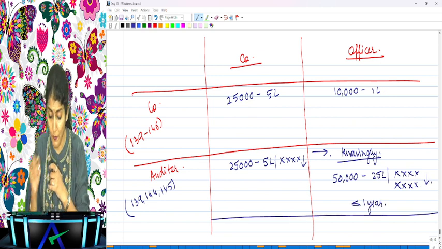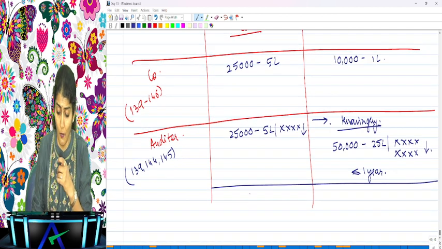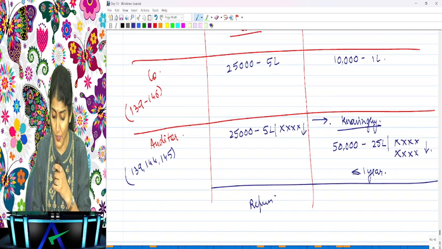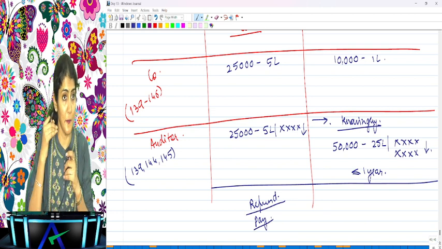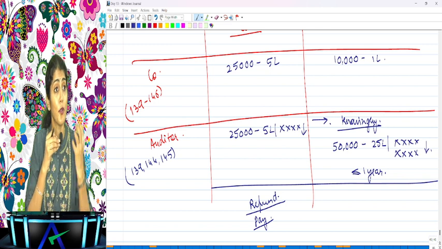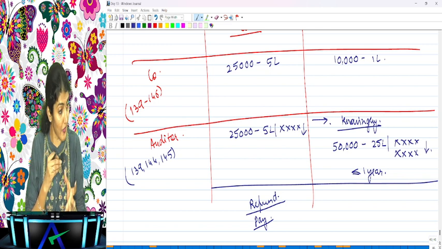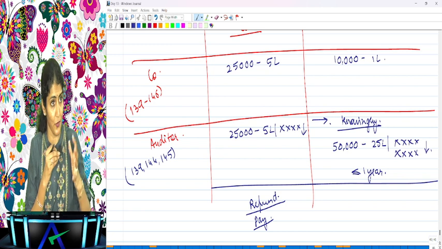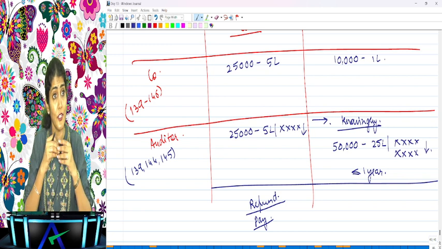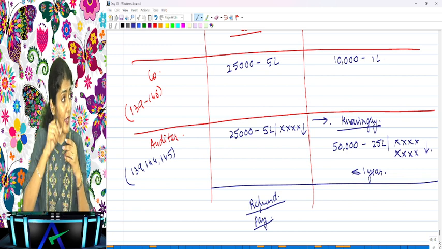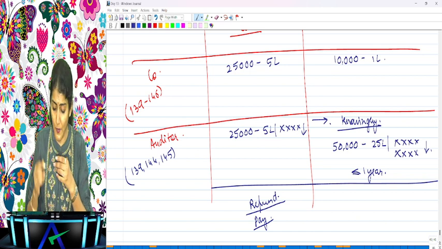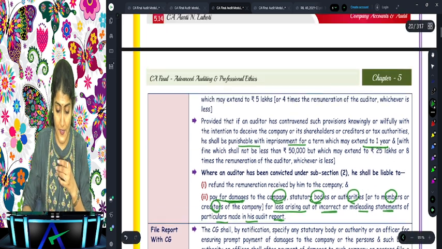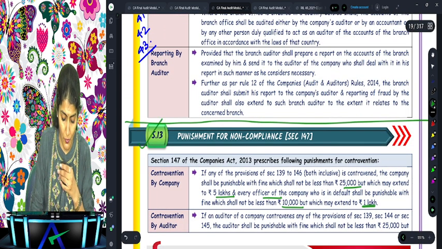And it doesn't stop over here. What does it say? Auditor, whatever remuneration you've received, you need to refund, and you also need to pay the damages, right? And likewise, if you keep on doing the scribbling, like I've scribbled it again, whatever I discussed with you. So when you are also studying, you need to do the scribbling again and again, writing again and again, so that it gets imprinted into your mind, right? So that is section 147, which is regarding the punishment for the non-compliance.